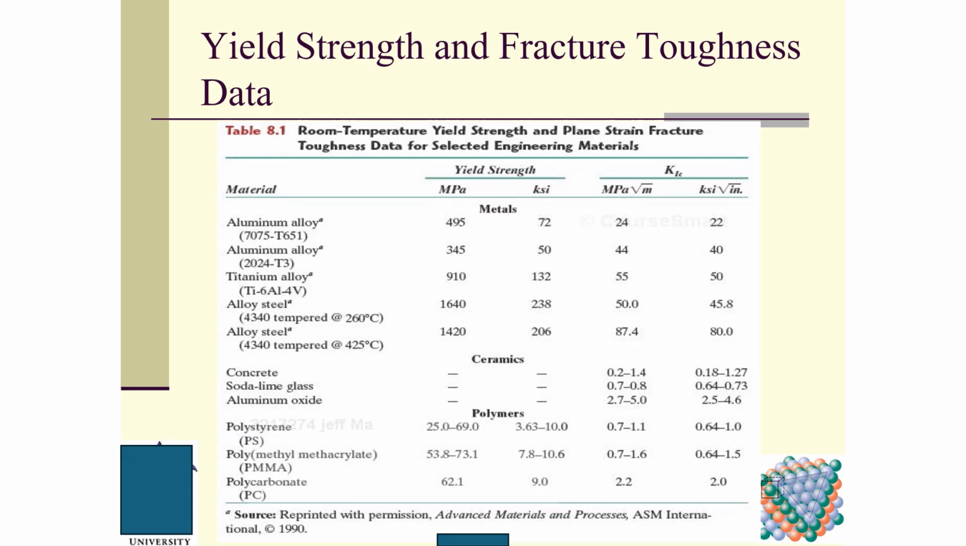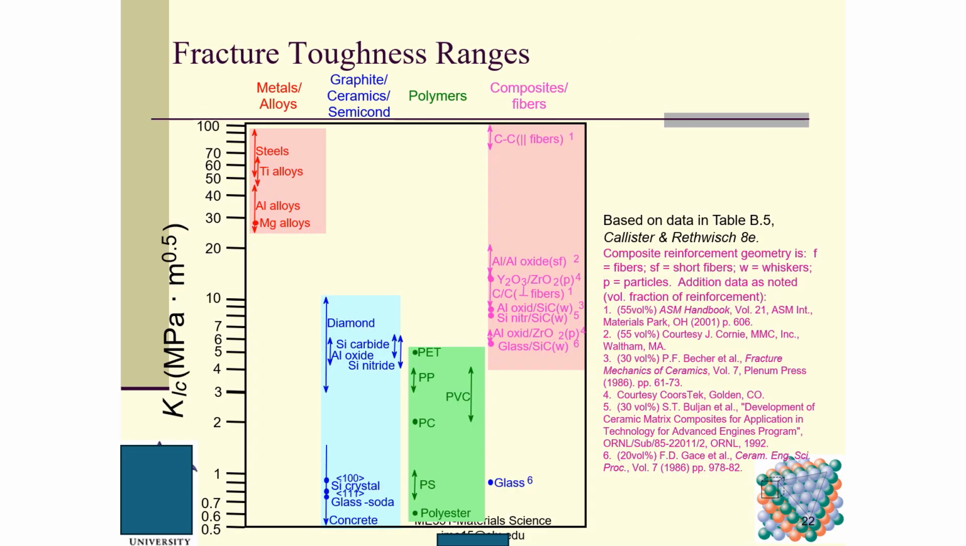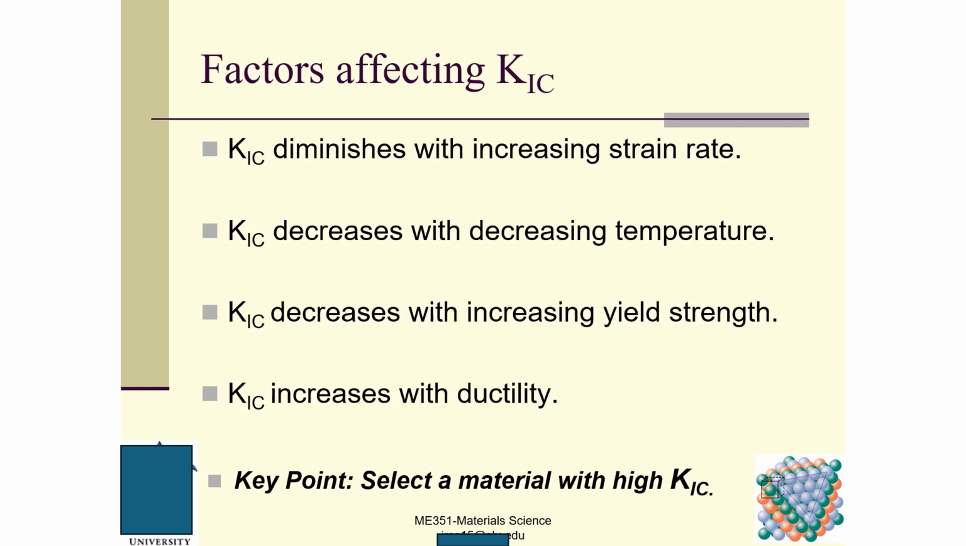You can see clearly that this is the yield strength and this is the fracture toughness range. So we have metals, ceramics, polymers, and composites. They have different fracture toughness. Fracture toughness means how easy it is for a crack to grow. This is KIC, okay? This is KIC here.